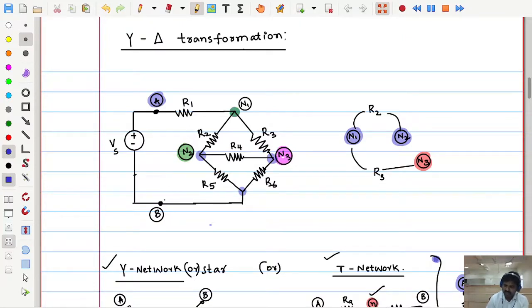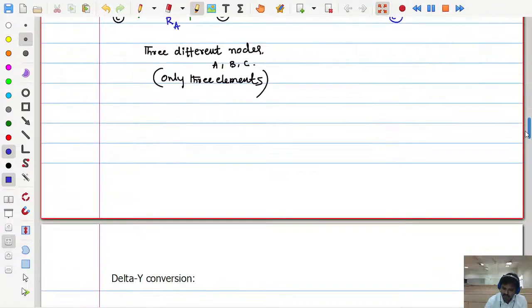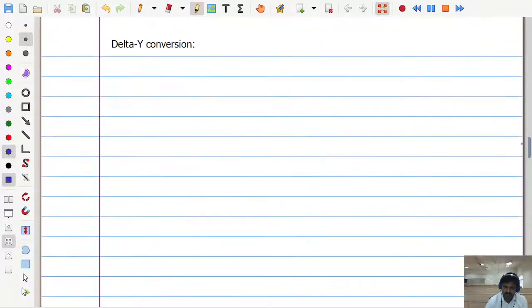These are the complex situations where we were unable to simplify the network into a single equivalent resistance. So what we need to do is convert one form to another form.